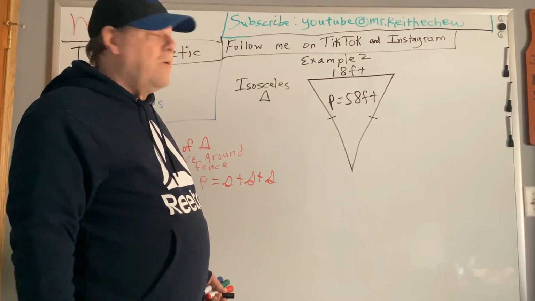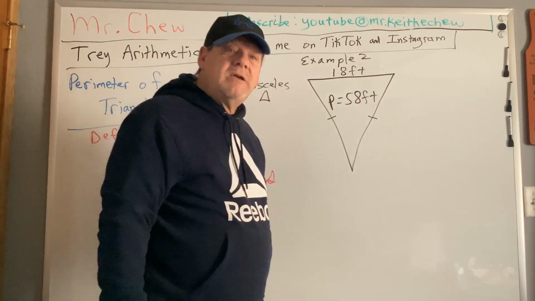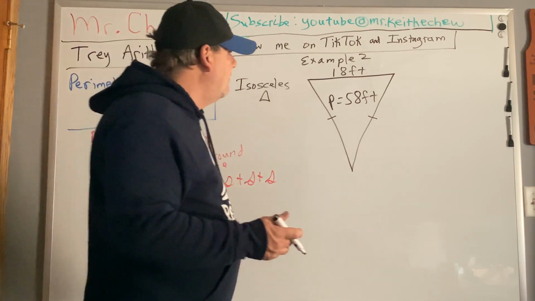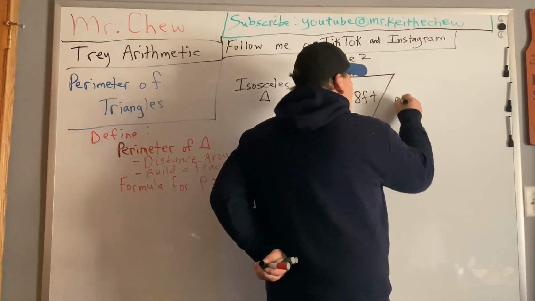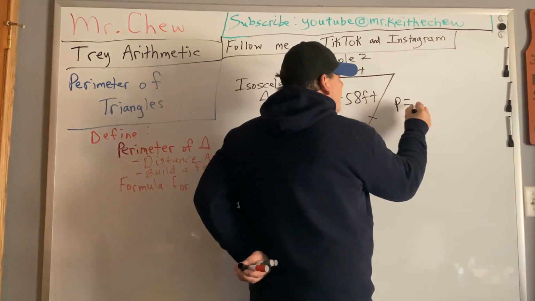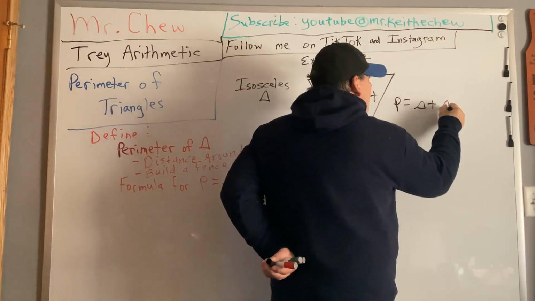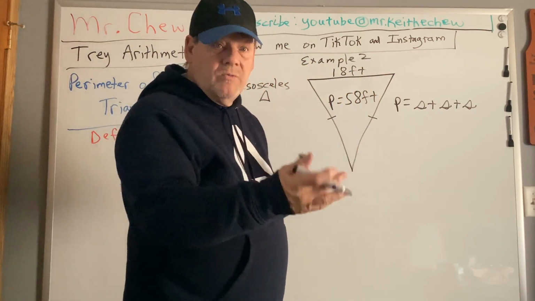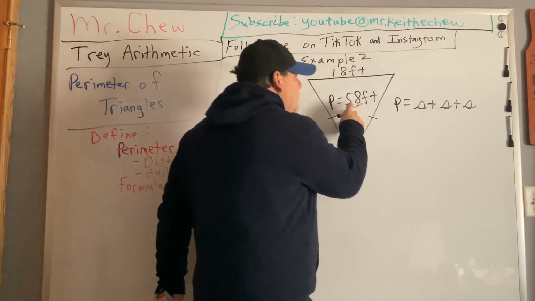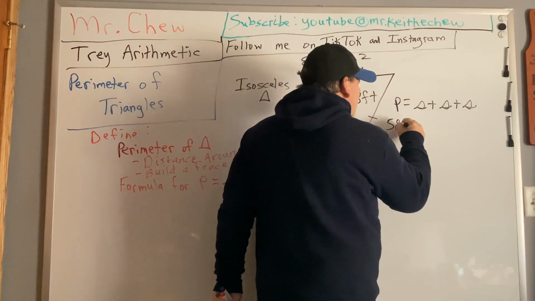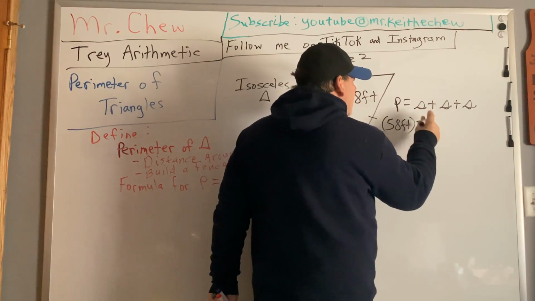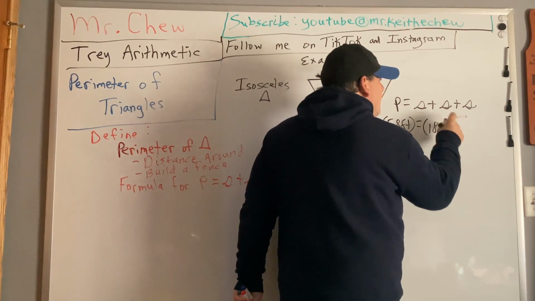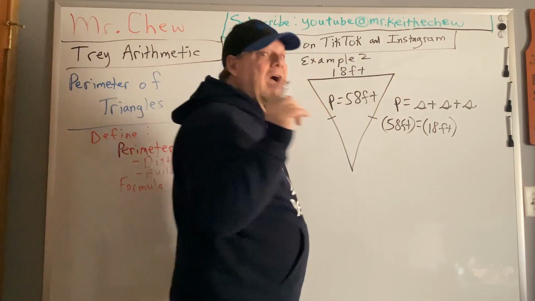All right, so how do I find out what these other 2 lengths are? I use my formula and then solve it. So my formula is the perimeter is a side plus a side plus a side, right? That's what we're doing. We're adding them up. Now I can substitute my 58 feet in this parentheses for P. I know what this top side is, 18 feet. But I don't know what this side is or this side is, but I know they're the same.